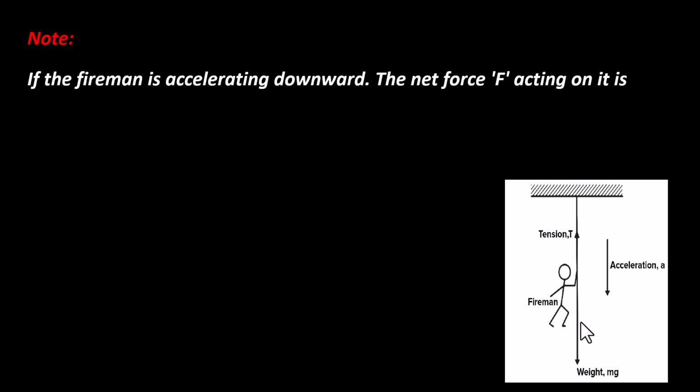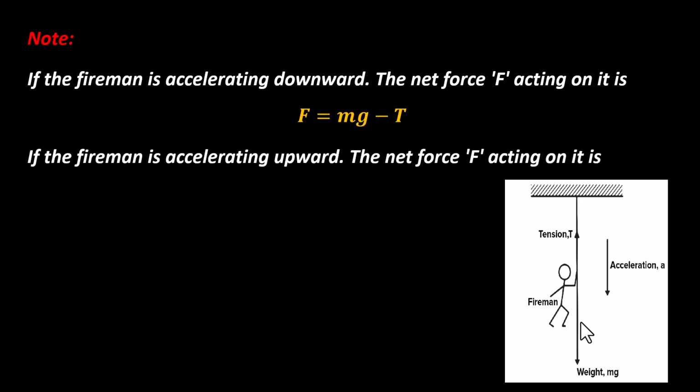Note: if the fireman is accelerating downward, the net force F acting on it is F equals mg minus T. If the fireman is accelerating upward, the net force F acting on it is F equals T minus mg.